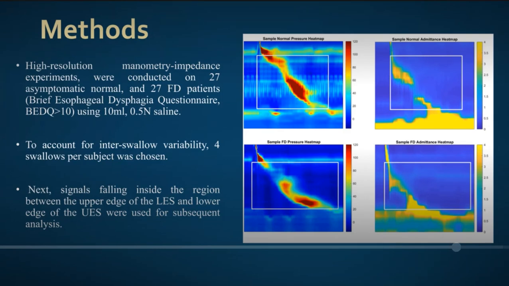Next, we chose an ROI, that is the region between the lower edge of the UES and the upper edge of the LES, from the pharyngeal opening, as a region of interest. You can see the pressure heat map, and alongside it the admittance heat map, which is the inverse of impedance.